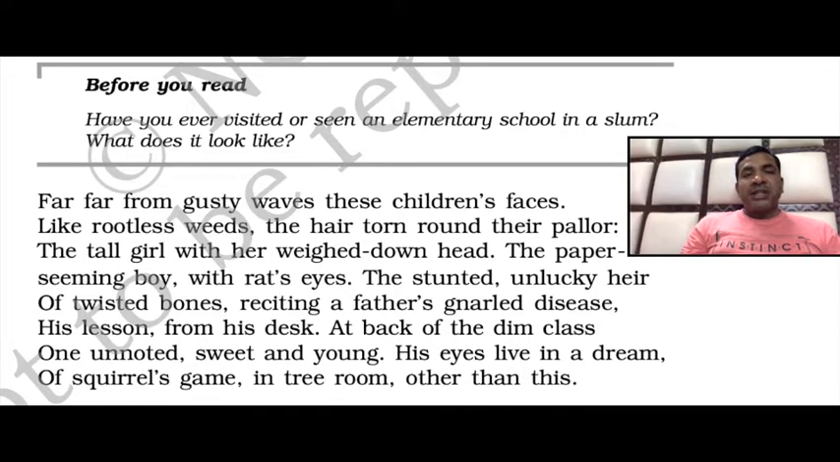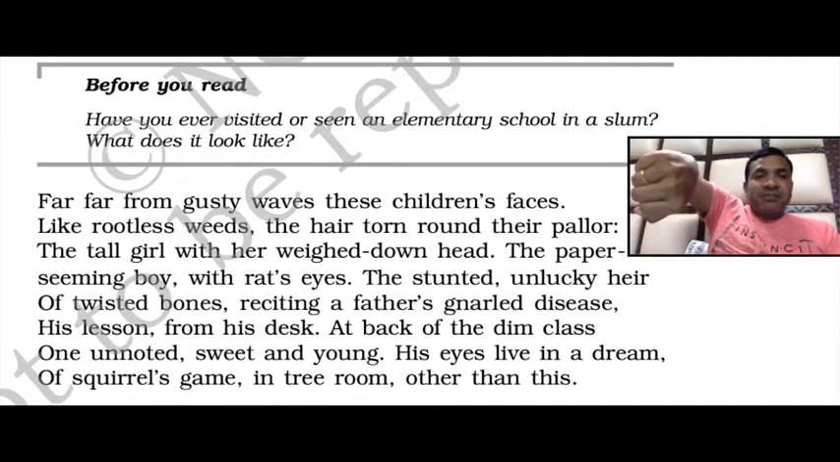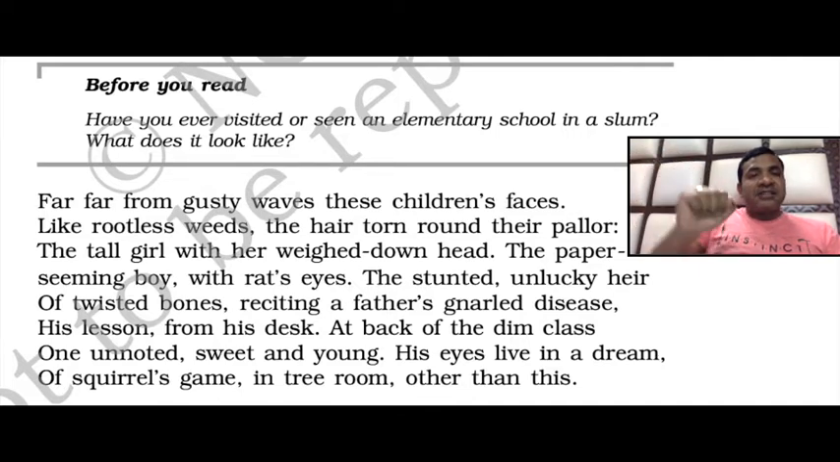but these children are not going to succeed anything as such, rather they are going to succeed what? They are going to succeed diseases. They are the successors of twisted bones, they are going to receive diseases, twisted bones means rickets and these kind of things, polio and these kind of things, reciting a father's knotty disease, his lesson from his desk.